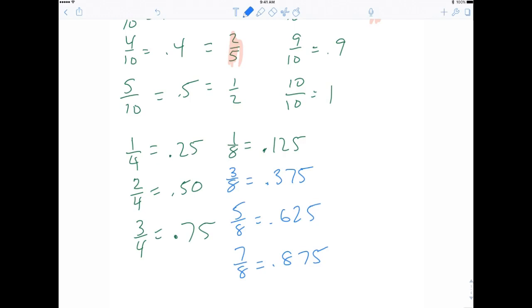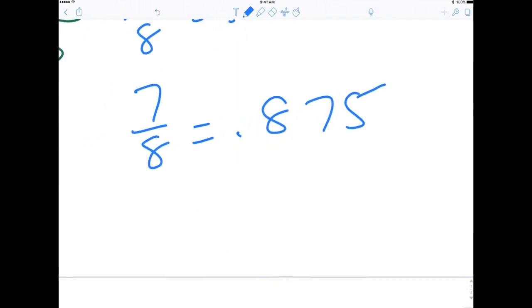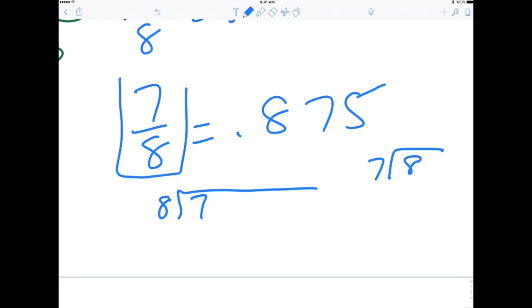Now, let's just say on the test I said, what's 7/8 and you forgot. How do I figure that out, though? Do you remember? 7 divided by 8. Yes, that's right. A fraction is nothing more than a division problem. So just to refresh you on this, it would be 8 goes into 7. Now, some people say, well, I can't remember if it was 7 goes into 8 or 8 goes into 7. Now, how did I know that it was 8 goes into 7? Is this fraction more than 1 or less than 1?